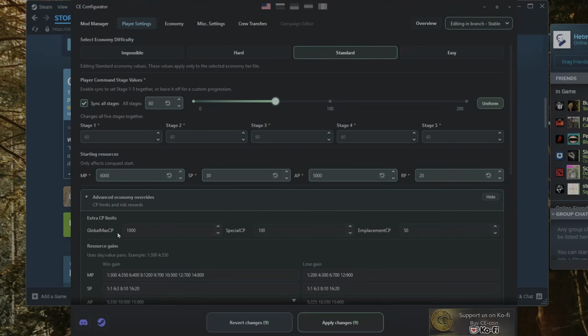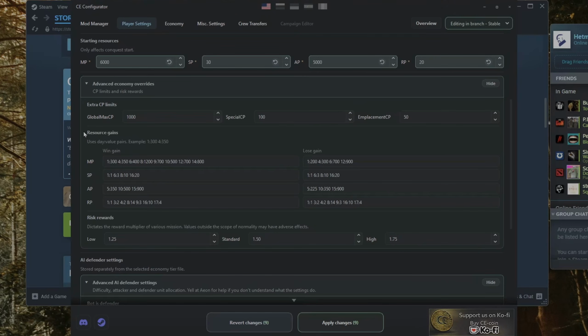But what does it mean, global CP 1000? That means that if you select from colon stage 1 to colon stage 5, and you add all of these values together, and then you add the special CP value and emplacement CP value, they cannot exceed 1000. If they exceed 1000, you will not be able to load your campaign. So if that happens, you have to reduce those values, or you have to increase global max CP. That's it.